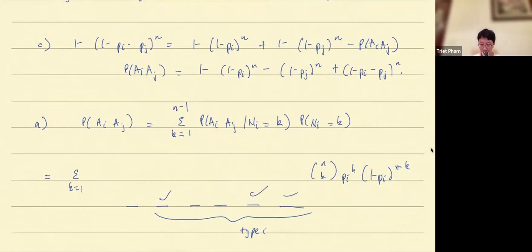But one thing to note is that basically here we need at least one of the remaining n minus k coupons to be of type J. So it might look like this calculation, which is really the complement of all remaining n minus k coupons not being of type J.